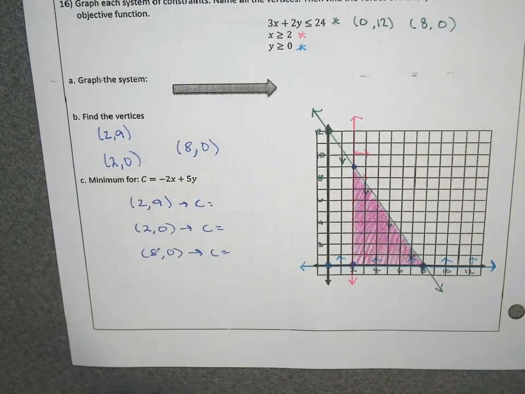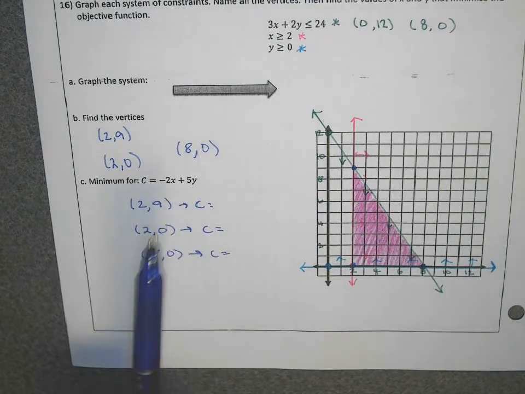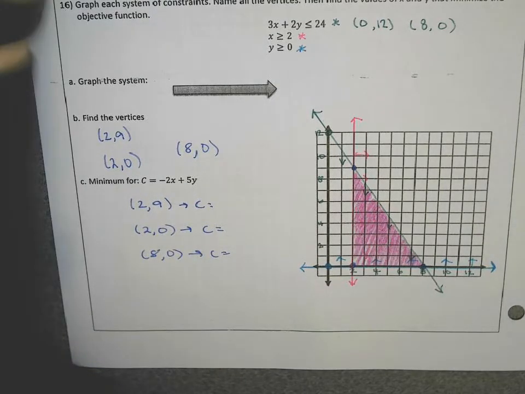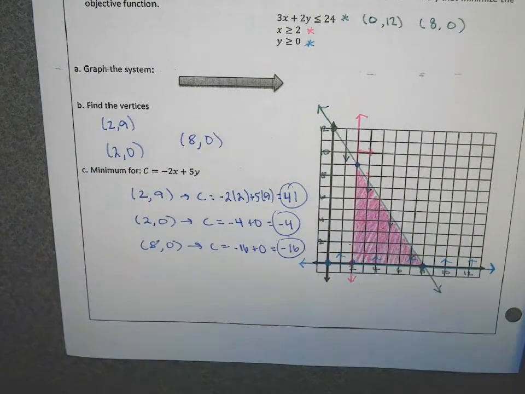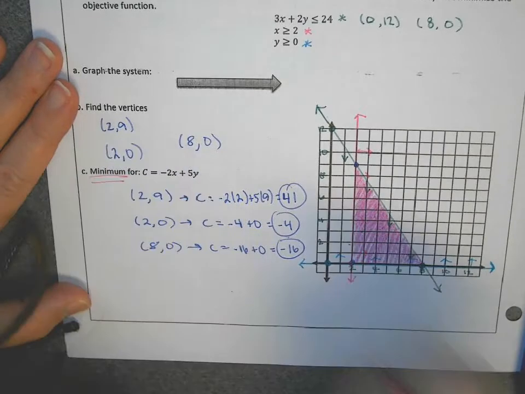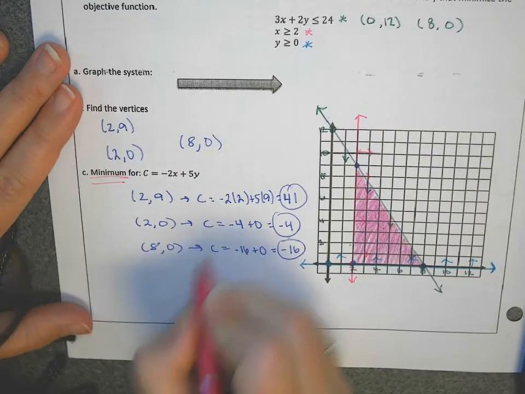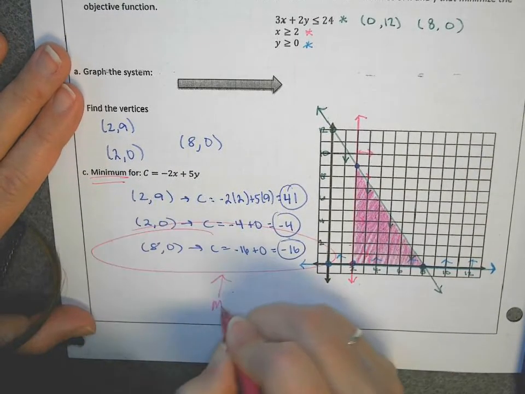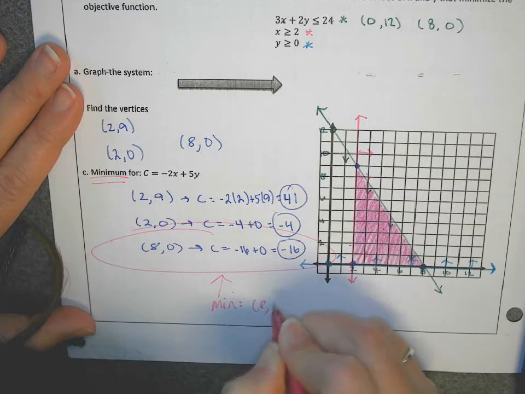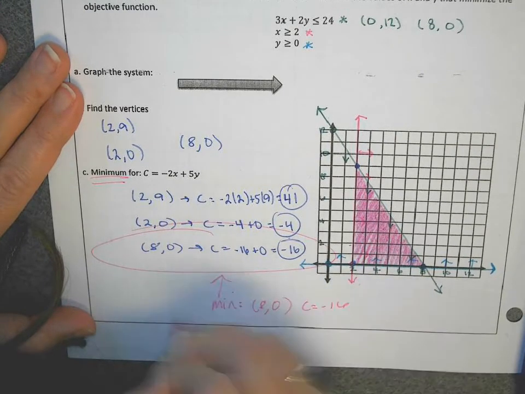So go ahead and plug in those vertices to this cost equation. All right, so we get these for our cost. Now, we have to identify the minimum. So which one is our minimum? Negative 16 is the minimum. The minimum is at 8, 0 with a cost of negative 16.